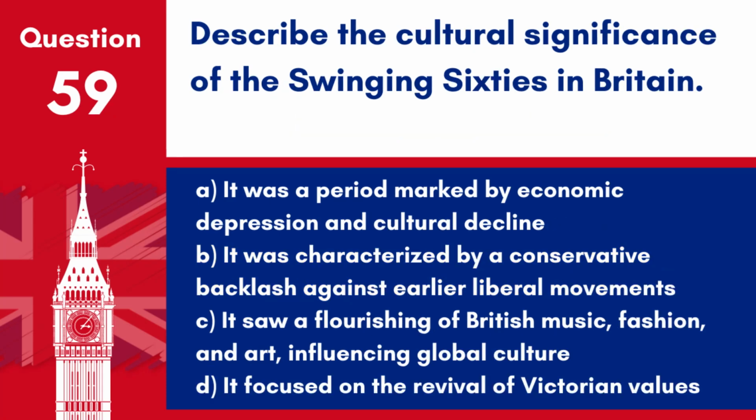Question 59. Describe the cultural significance of the swinging 60s in Britain. A. It was a period marked by economic depression and cultural decline. B. It was characterized by a conservative backlash against earlier liberal movements. C. It saw a flourishing of British music, fashion, and art, influencing global culture. D. It focused on the revival of Victorian values.